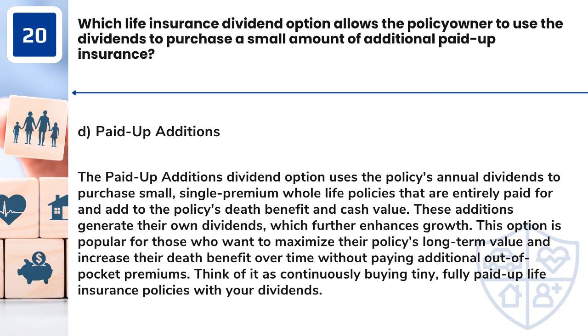Answer: D. Paid-up additions. The paid-up additions dividend option uses the policy's annual dividends to purchase small, single-premium whole life policies that are entirely paid for and add to the policy's death benefit and cash value. These additions generate their own dividends, which further enhances growth.